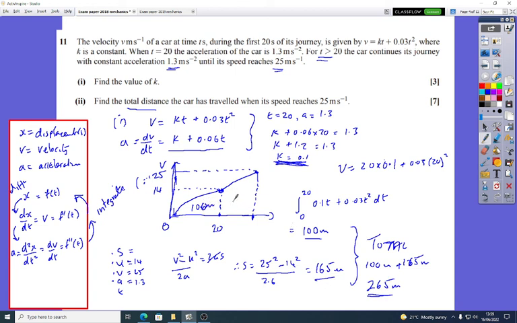So that was 100, and that was 165 meters. So the total is 265 meters.